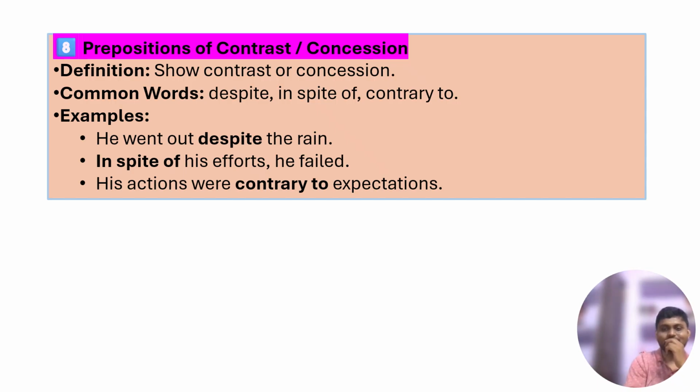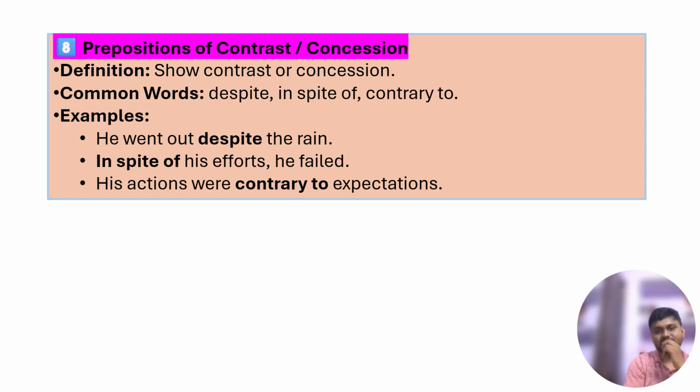The last type of preposition is preposition of contrast or concession. This shows the contrast which is prevalent in a single sentence. The commonly used words for it are despite, in spite of, and contrary to. For example, he went out despite the rain.